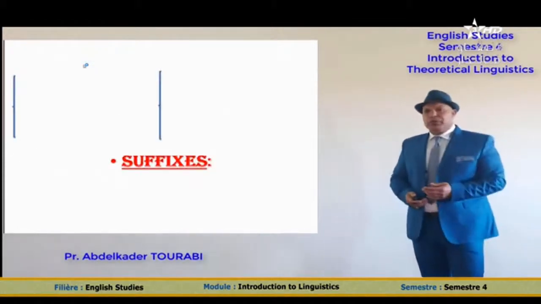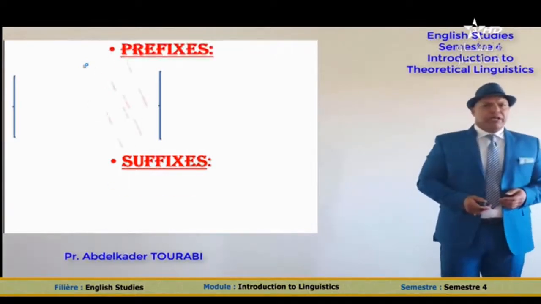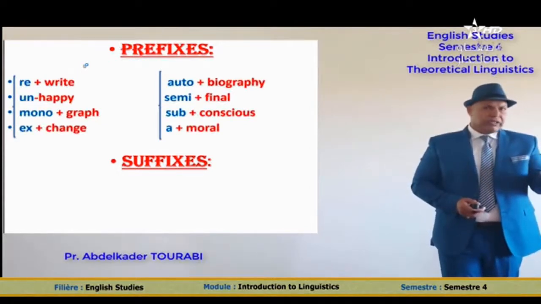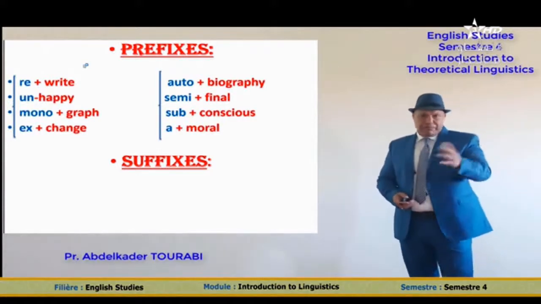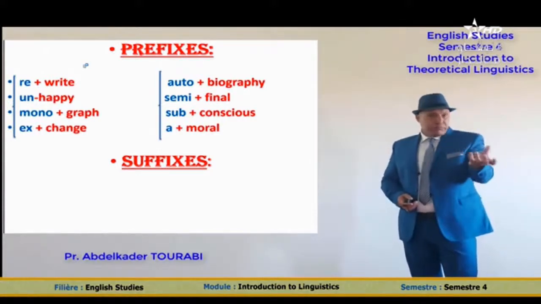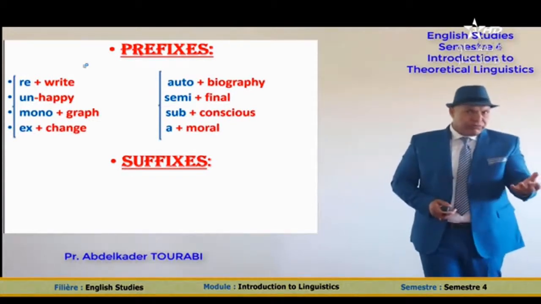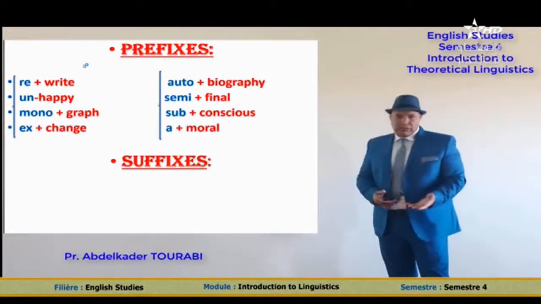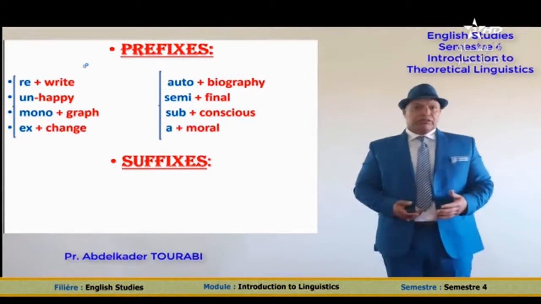We have other examples we can take from prefixes, like rewrite, where we keep the same grammatical category, which is the verb. We have happy, unhappy, graph, monograph, exchange, autobiography, semi-final, subconscious, and more. So all these don't change the grammatical category of the word.